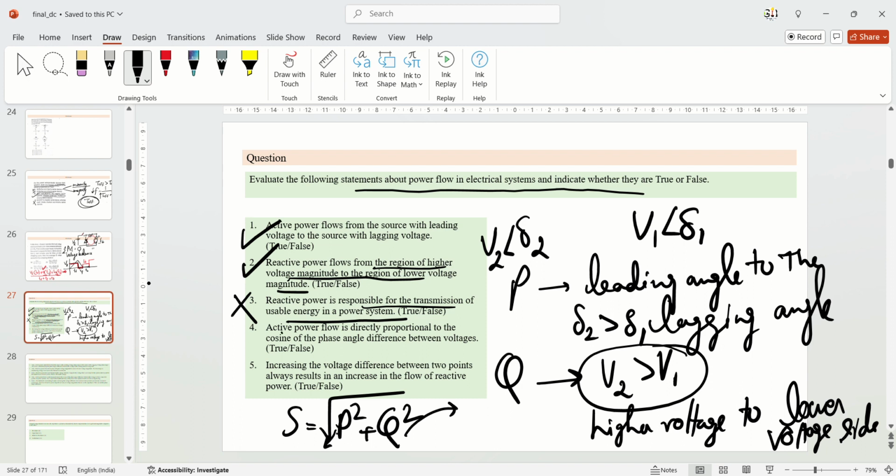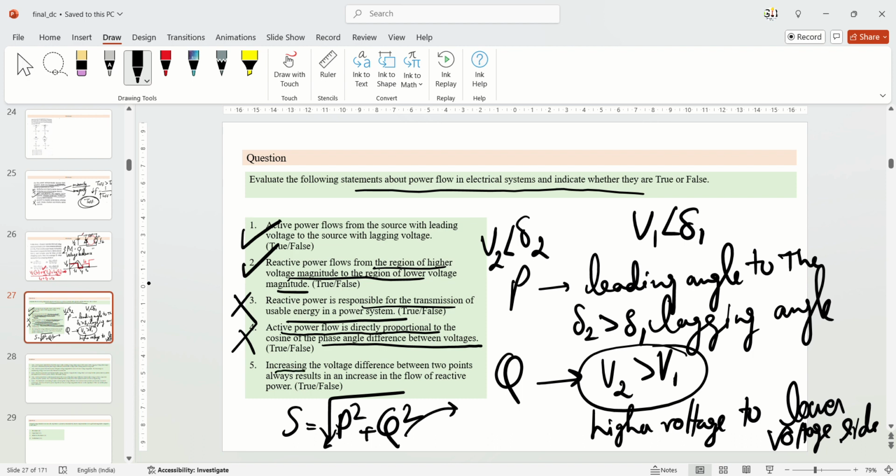For the fourth statement, the active power flow is directly proportional to the cosine of the phase angle difference between the voltages. No, that is the sine. Active power flow is not the cosine of the angle; it is the sine of angle delta 2 minus delta 1.